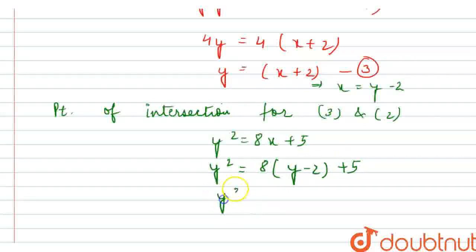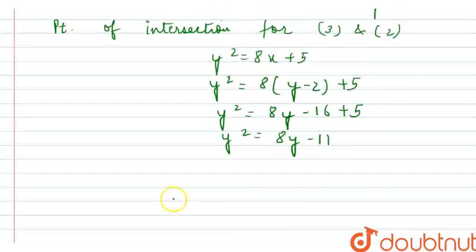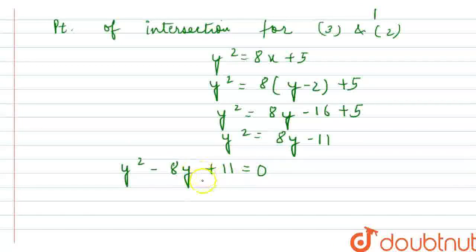Solving it further, I get y square is equal to 8y minus 16 plus 5. So it will become y square is equal to 8y minus 11. Taking all the terms on the left side, it becomes y square minus 8y plus 11 is equal to 0. Now let's solve it. The formula is y is equal to minus b plus minus under the root of D, where D is equal to b square minus 4ac, in the denominator 2a.